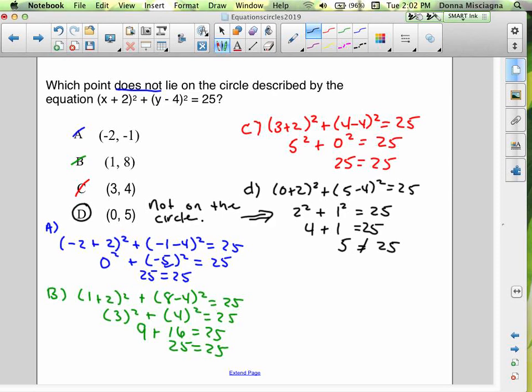All right, so that's going to be it for this video. In the next series of videos, we will learn how to change from the general form to this nice standard form where it's really easy to figure out the radius and the diameter.